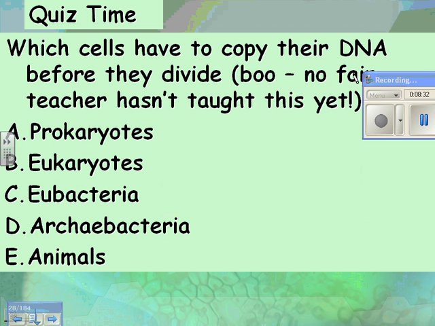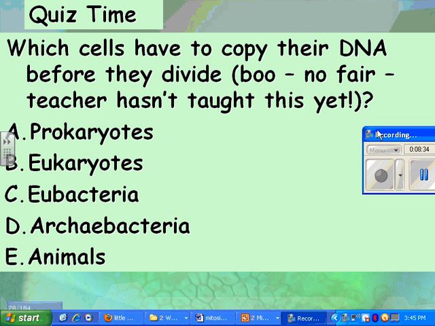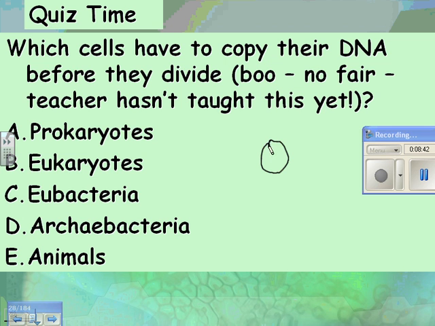Which cells have to copy their DNA before they divide? Boo, no fair, teacher hasn't taught this yet. So think about that. Who would have to copy their DNA? So here's your cell, and whether you do binary fission or mitosis, you're going to have DNA, right? Whether it's in a nucleus or not. And so you're going to end up with daughter cells, right? If you scrape your skin and you're making new cells, you start with 1 and you make 2, right? And there's your DNA, and it might be in a nucleus if you're a eukaryote.